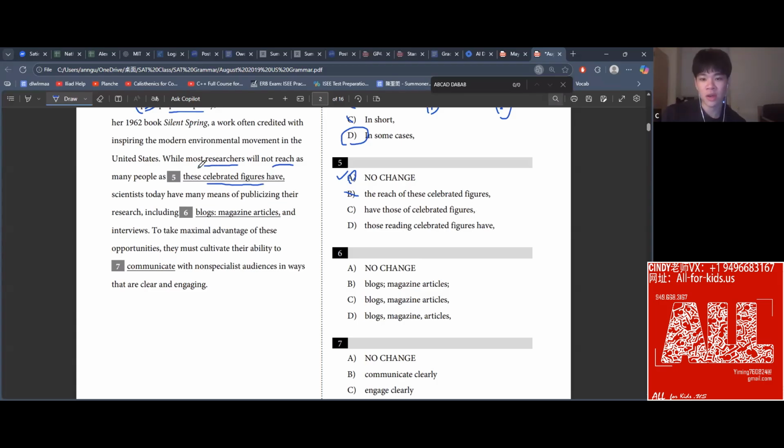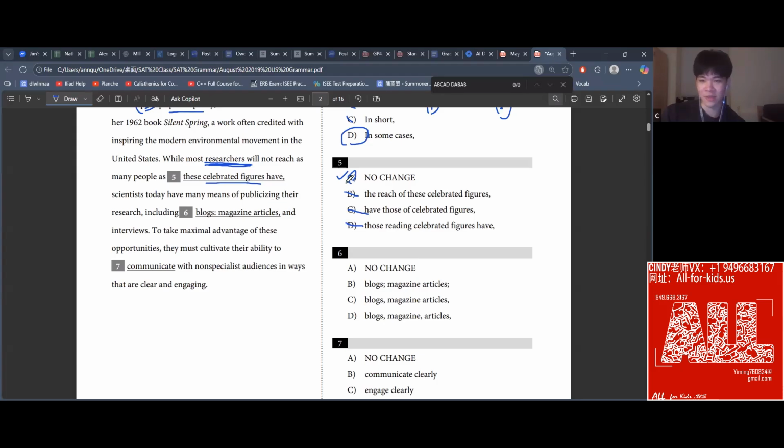So this one is comparing researchers to celebrity figures, right? So for B, we're comparing the researchers to the reach of the celebrity figures, which is not the case. "Having those celebrated figures" is not proper grammar, and "those reading celebrity" is just not proper grammar for D as well. "Those reading celebrated figures have scientists today."